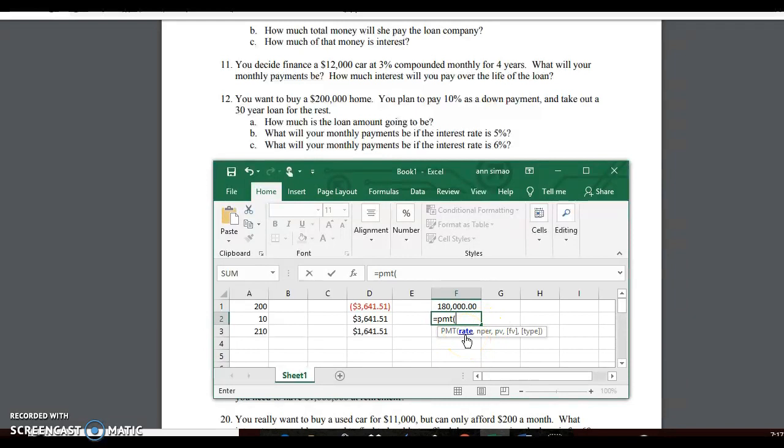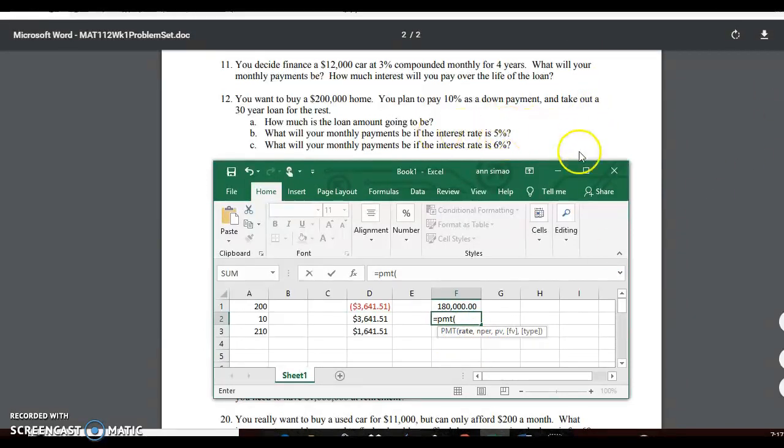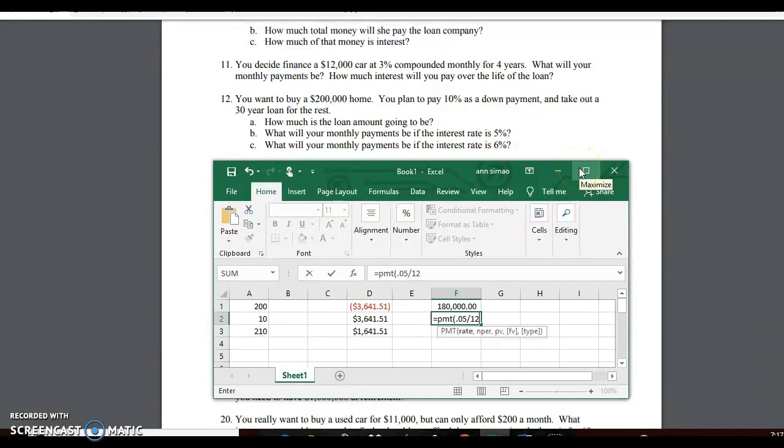So my rate, well, remember my rate is 5% and it's going to be monthly. 5% is 0.05. I need to divide that by 12 because it's monthly. The next thing is NPER, the number of payments. Well, it's a 30-year loan, and it's 12 times per year. My present value, that is my 180,000. My future value better be 0. And so my monthly payment is $966.28 if I have a 5% interest.